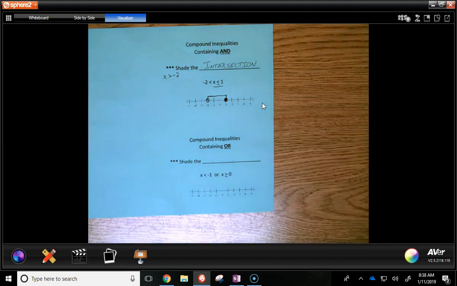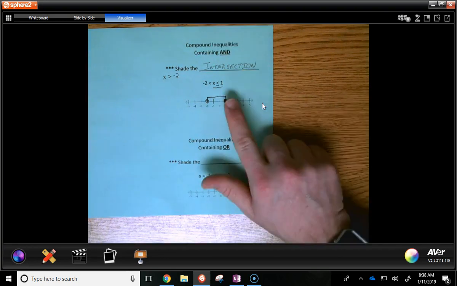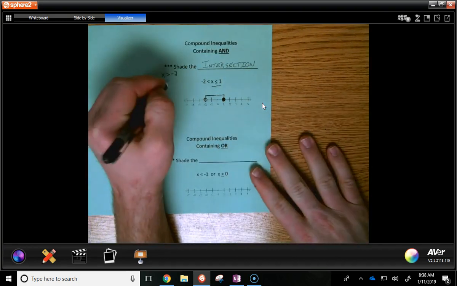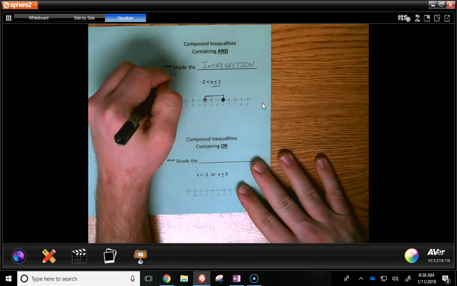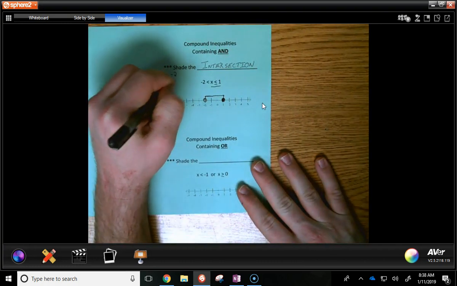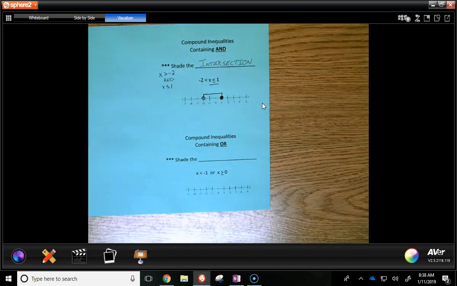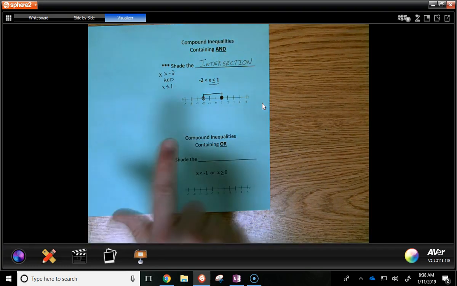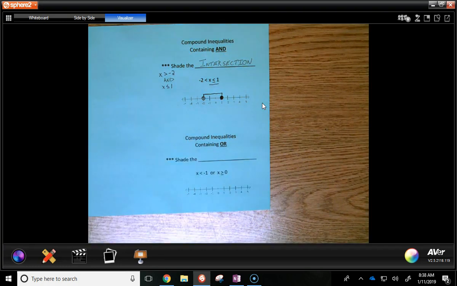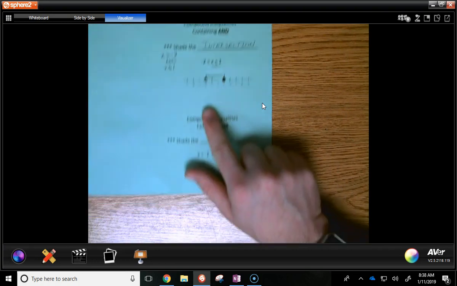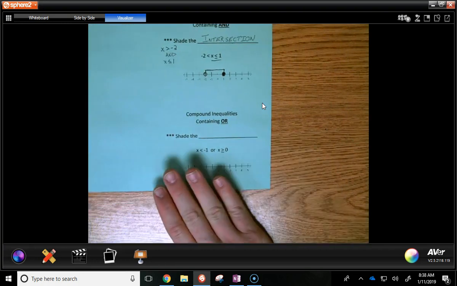When we look at this, I'm going to show you one last part. So it could be this and here. So I'm going to write both those down. When we work with and, we fill in between, the intersection. Okay. Compound inequalities containing or.